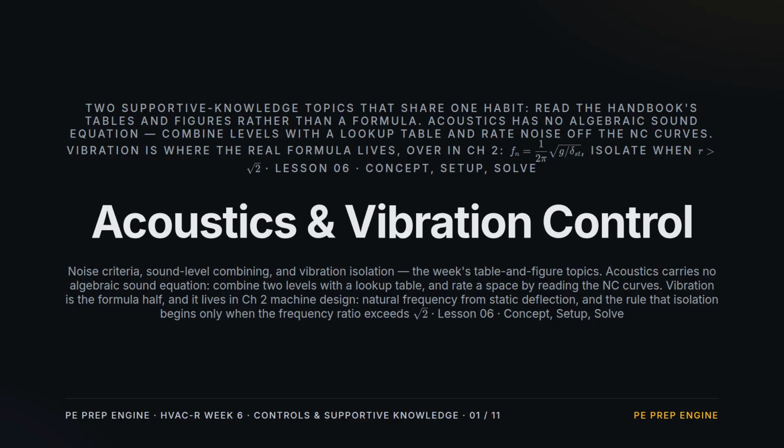Week 6, Lesson 6, Acoustics and Vibration Control. 2 supportive knowledge topics that reward the same habit. Read the handbook's tables and figures instead of hunting for an equation. Acoustics has no algebraic sound formula at all. You combine 2 levels with a lookup table, and you rate a room by reading the NC curves. Vibration is the half with real physics, and it reaches into Chapter 2, Machine Design, Natural Frequency from Static Deflection, and the rule that isolation only starts once the frequency ratio passes root 2.